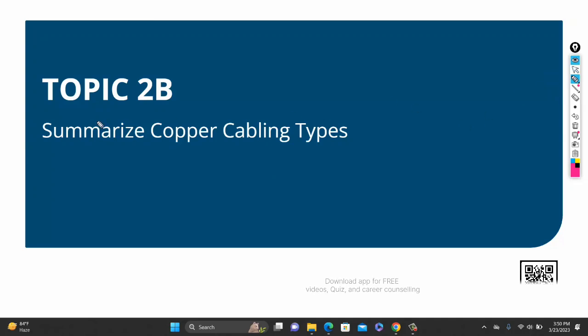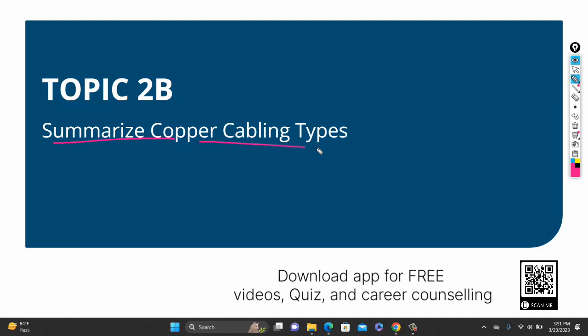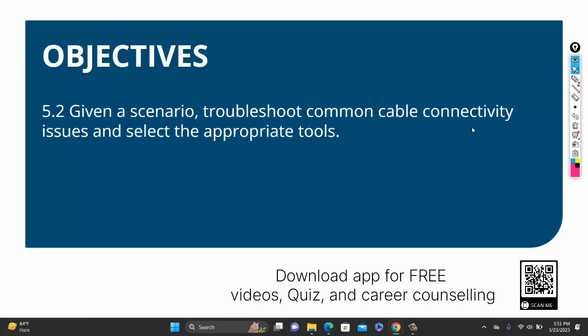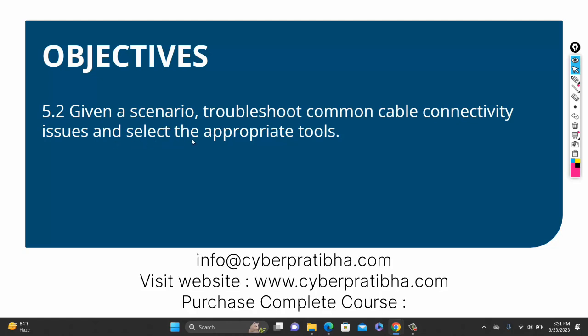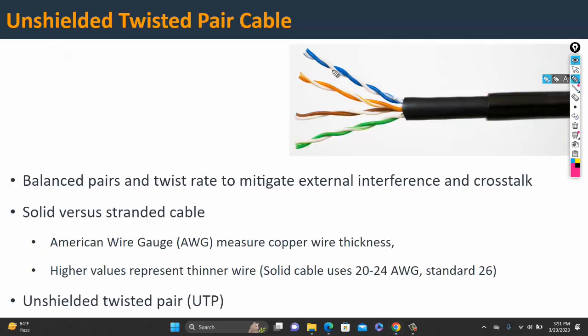So in this section we are going to discuss copper cabling types. Okay, so let's talk about the copper cabling types. I think in this section we will cover 5.2, given a scenario, troubleshoot the common cable connectivity issues and select the appropriate tools. So let's start.